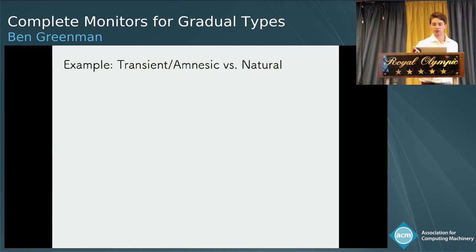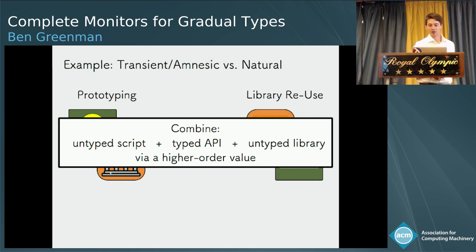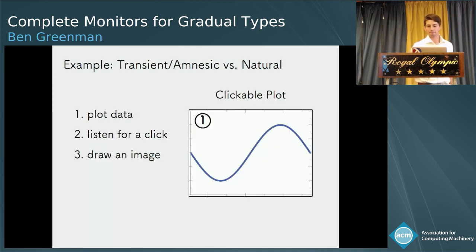Since this has all been pretty abstract, let's do an example. We talked before about prototyping and about library reuse. We're going to combine these two into a single example. I mean, surely if your mixed type language can handle one, it should be able to do both at the same time. We'll have an untyped script connected to an untyped library via a typed API, and we're going to send a higher order value across the boundaries between them.